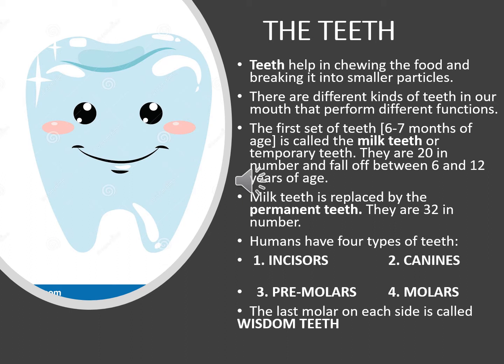The first set of teeth, which is known as the milk teeth or the temporary teeth, grows at the age of 6 to 7 months. They are 20 in number and they fall off between the age of 6 to 12 years. So they are not our permanent teeth. The milk teeth are replaced by the permanent teeth. The permanent teeth are 32 in number. Humans have 4 types of teeth: incisors, canines, premolars, and molars. The last molar on each side is called wisdom teeth.